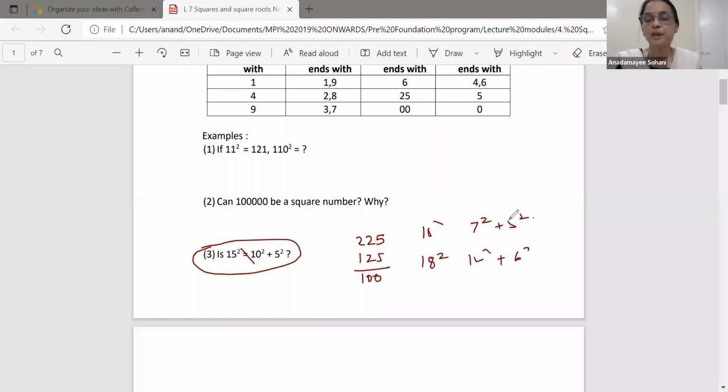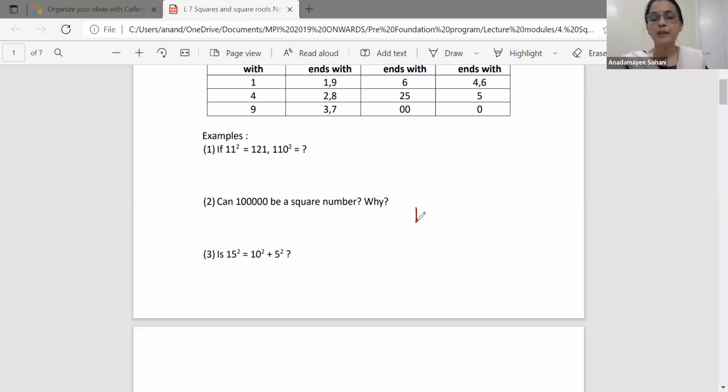You can choose many, innumerable such pairs. Find the square of the number and find the sum of the squares of two numbers adding to that number. Have you understood what I'm trying to tell you? Select a number and express it as a sum of two numbers.